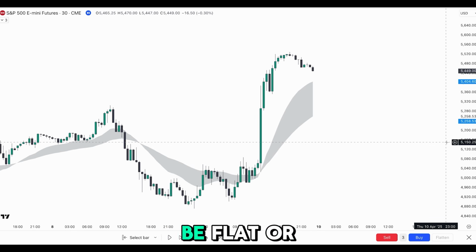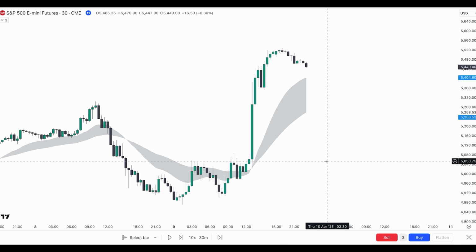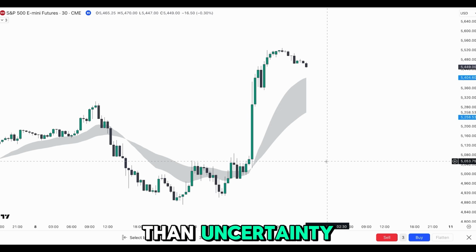We don't want the cloud to be flat or choppy, because that means we don't have a clear side that dominates. We have uncertainty and a lack of direction. And as a trader, there's nothing you should hate more than uncertainty. You want clarity, and you want high probability.